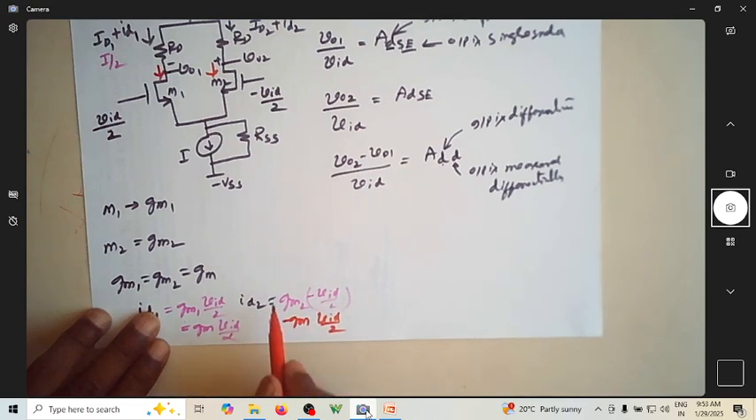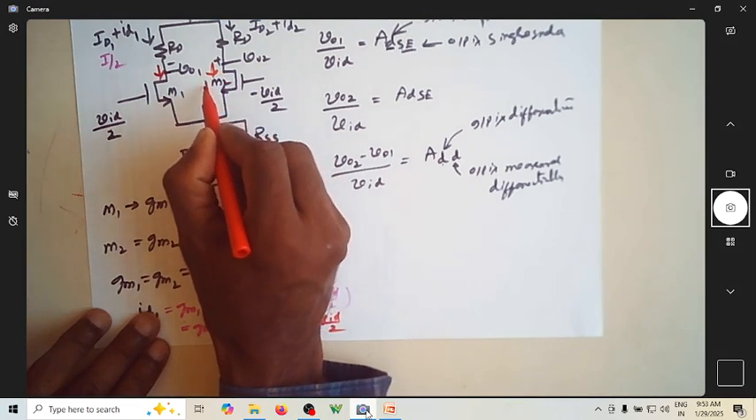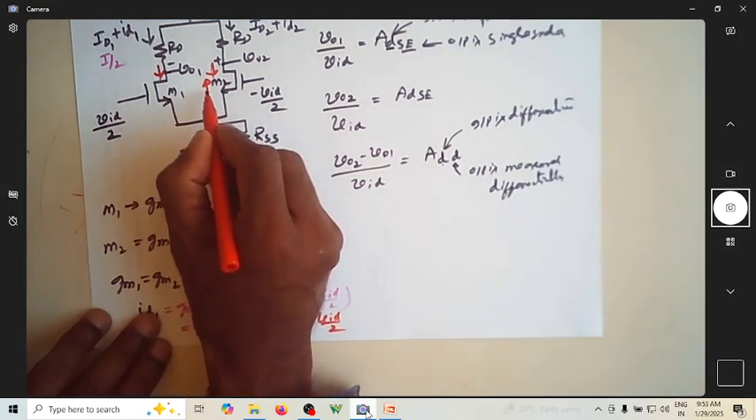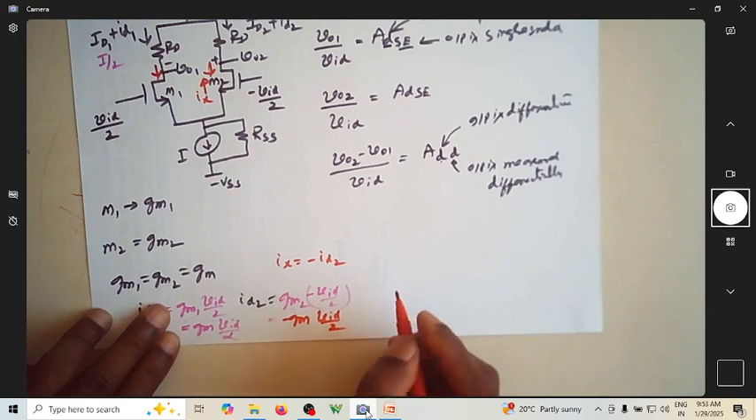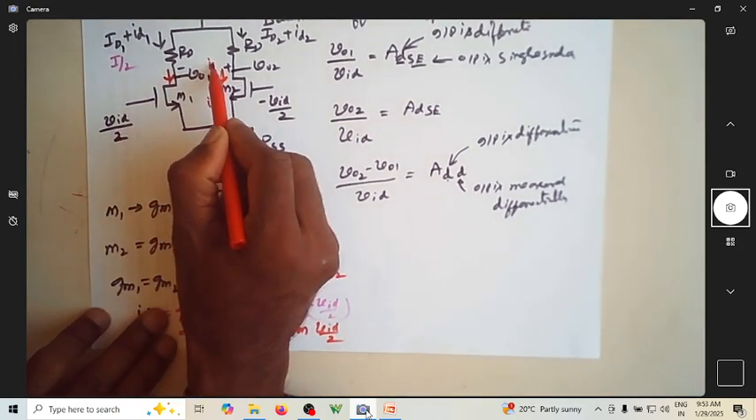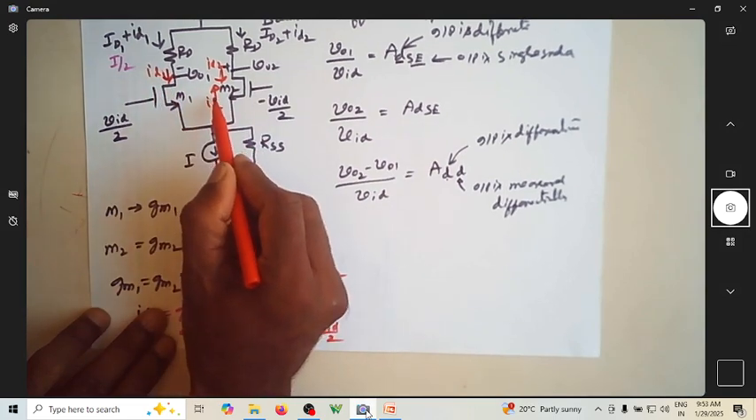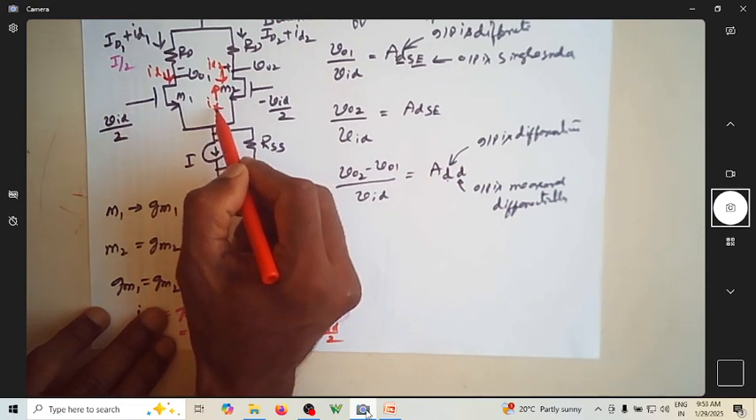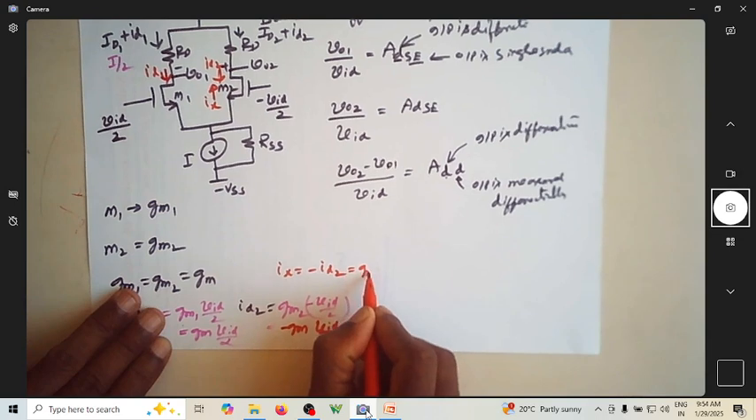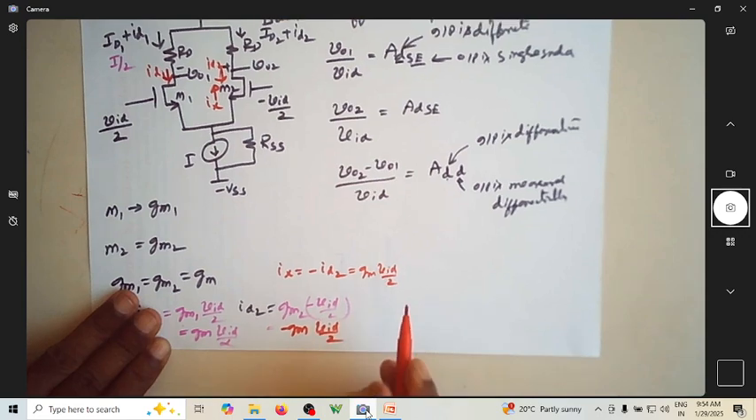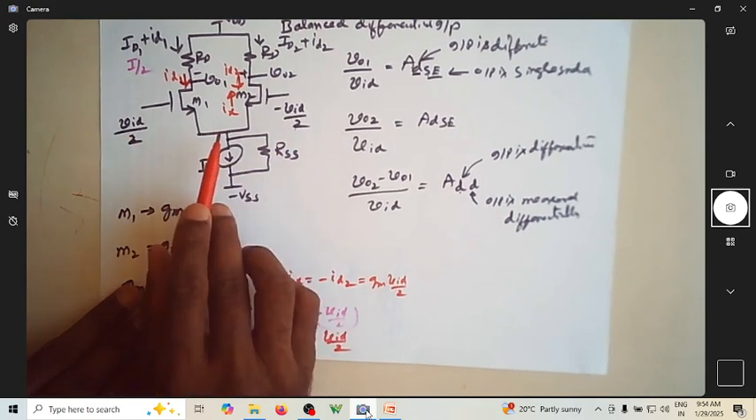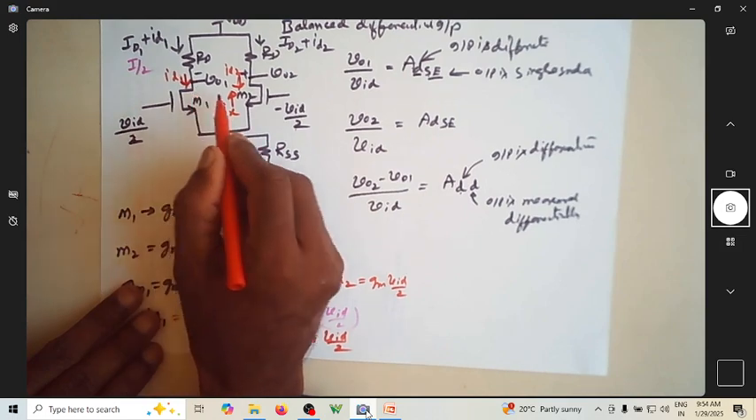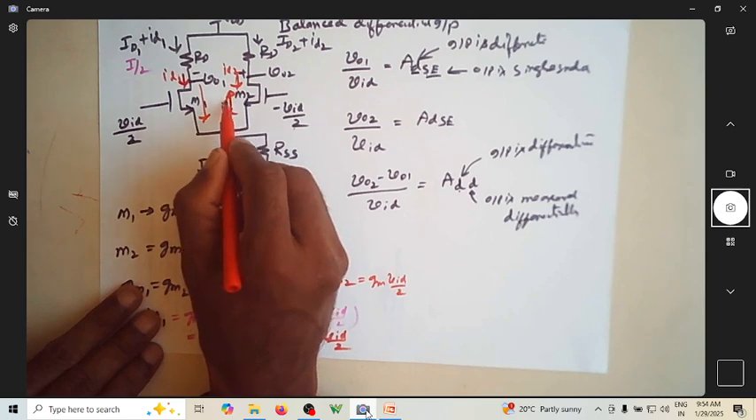Instead of seeing this current as negative, I can say this has the same magnitude as this. Suppose I call this Ix. Ix is equal to minus id2. If I consider this is id2 and this is id1, and this is Ix, then Ix and id2 are going in opposite directions. Ix is equal to Gm VID by 2. If you carefully notice, whenever the applied voltages are balanced and of the same magnitude but out of phase, whatever current is flowing here, the same current is flowing back here.